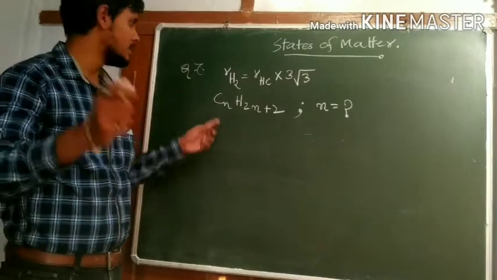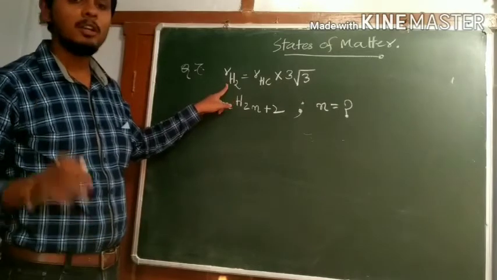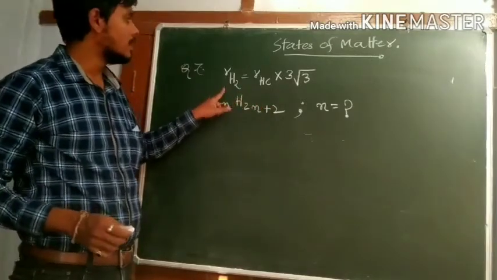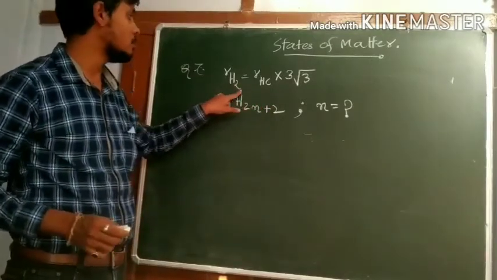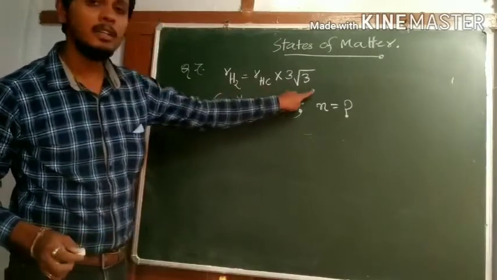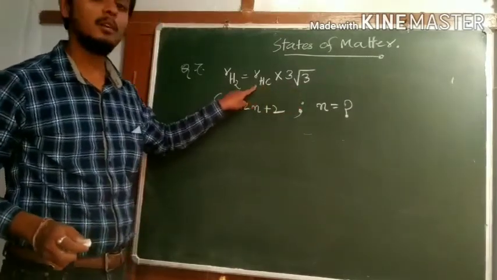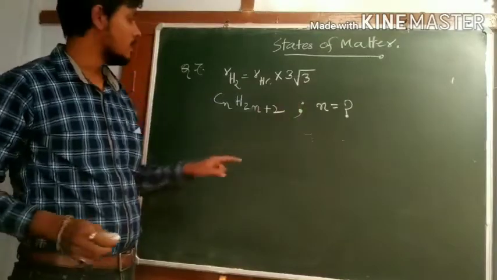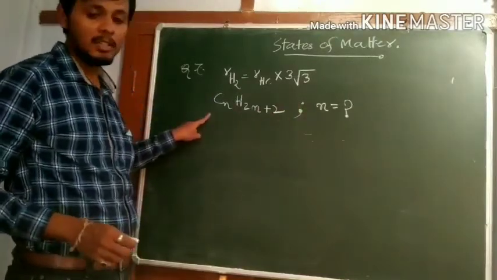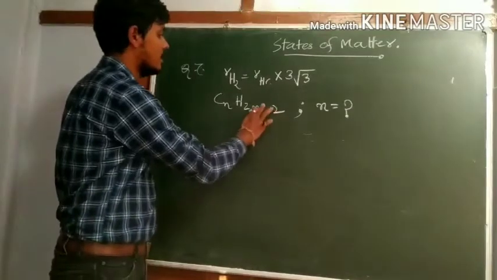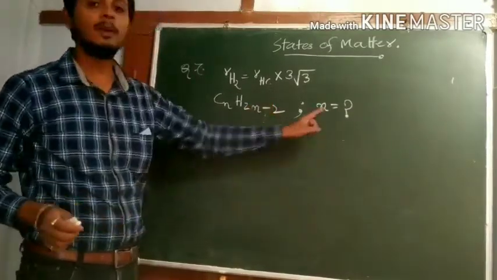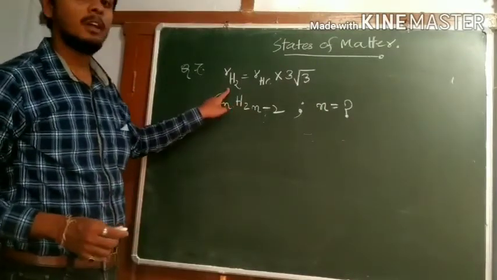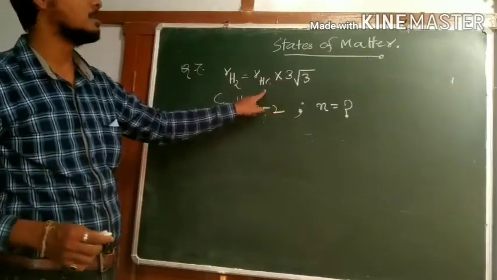The seventh question: there are two molecules. One is the hydrogen molecule and one is a hydrocarbon molecule. It is given that the rate of diffusion of hydrogen gas is 3√3 times the rate of diffusion of a hydrocarbon. If the hydrocarbon is CnH2n-2, then what is the value of n? So you are asked to find the value of n if the rate of diffusion of hydrogen is 3√3 times the rate of diffusion of the hydrocarbon.